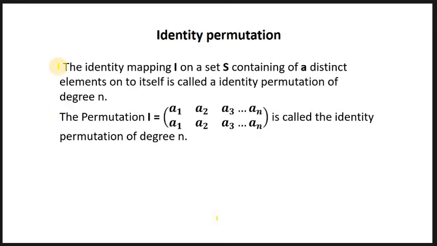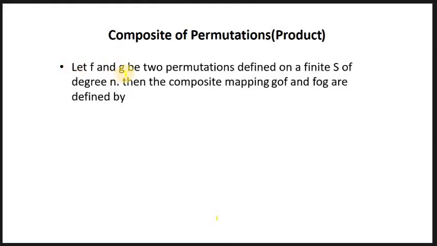Now we go for the product of permutations. We call it the composite of permutations. So to find this, we have to take two permutations of the same degree, that is degree n. Then the composite mappings g of f and f of g. Let f and g be two permutations defined on a finite set S. See, here we have taken the finite set S of degree n. So f and g are the two permutations defined on a finite set S of degree n.